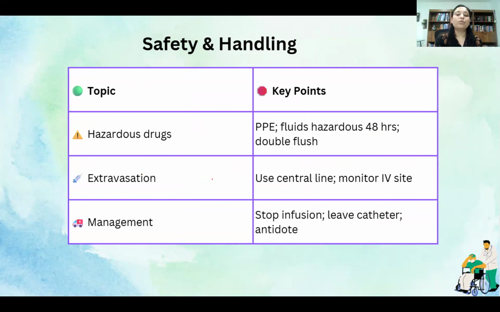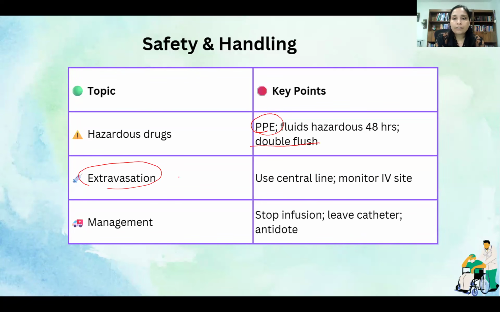you need to use PPE while preparing these medications, and you have to give fluid to the patient to prevent kidney damage and also to keep the patient well hydrated. A patient who is on this medication, after each use of the toilet, there should be a double flush, okay, to prevent harm to other people who are using the bathroom.